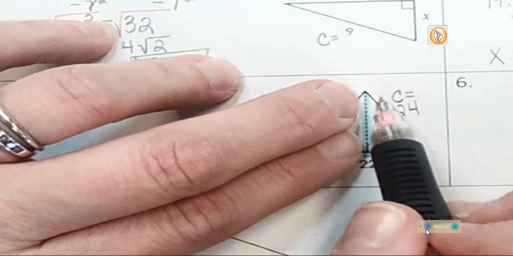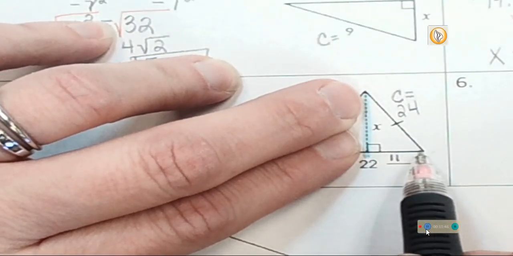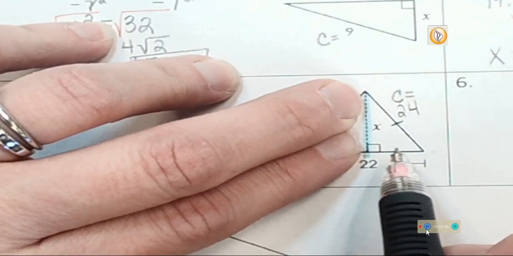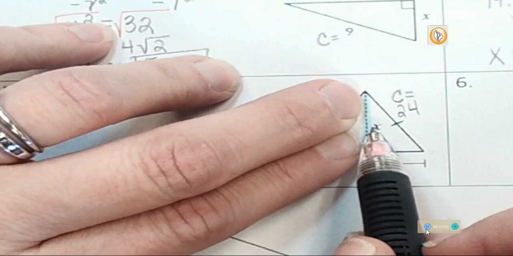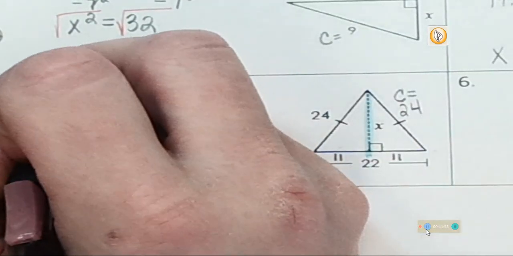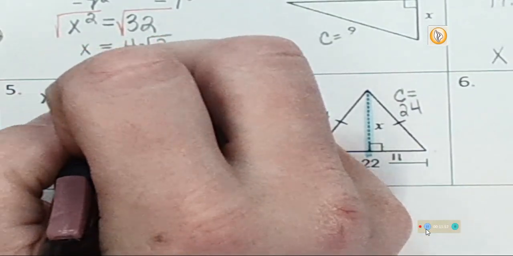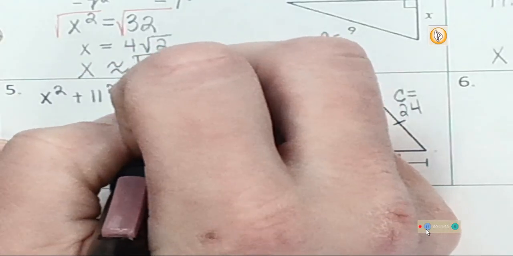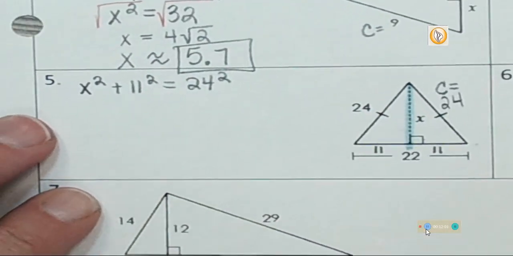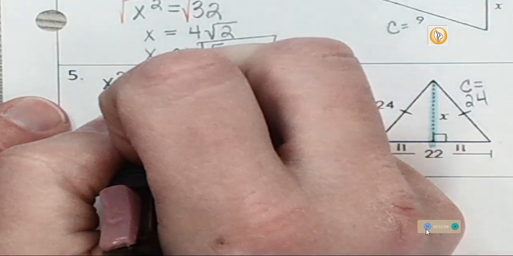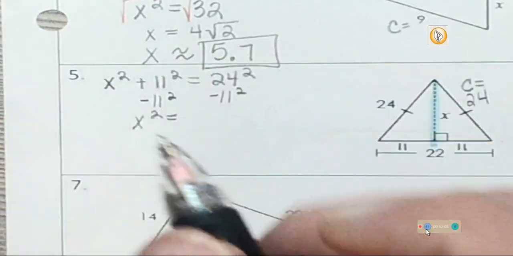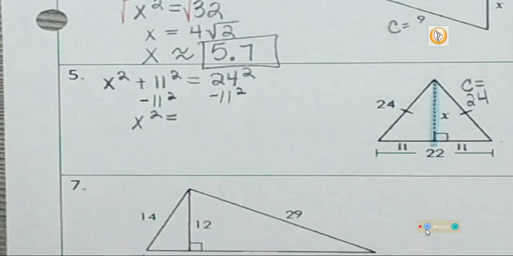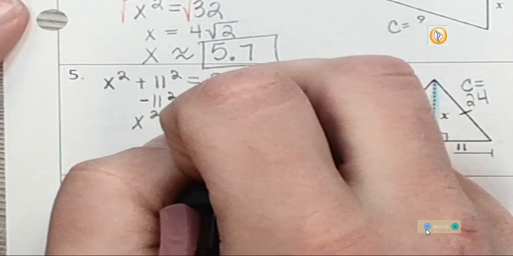So now, solely focus your attention and pretend like this is the only right triangle in the room. Okay? How are you going to find x? You're going to use Pythagorean theorem. You're going to use x squared plus 11 squared, and that's going to equal 24 squared. You want x by itself, so you're going to minus 11 squared from both sides. And you're going to do 24 squared minus 11 squared in your calculator, and that's going to give you 455.